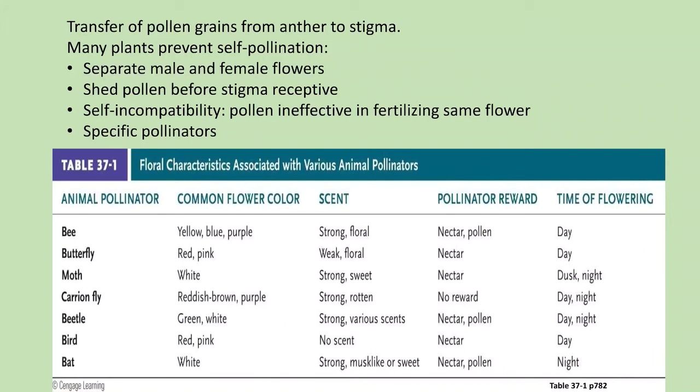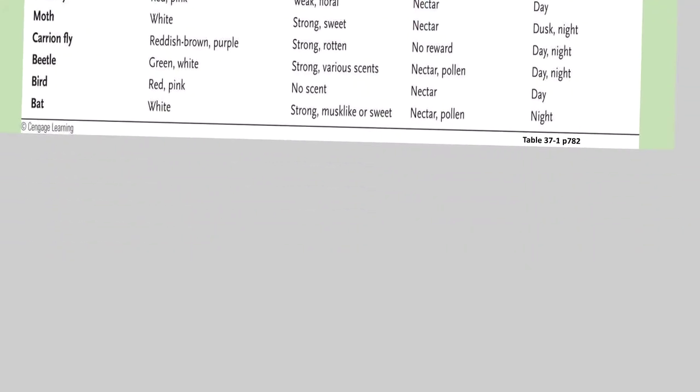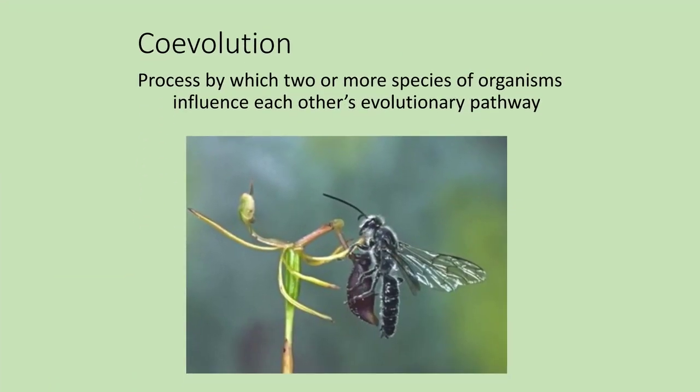Okay, so with this idea of flowers changing to be able to attract pollinators, that process is referred to as coevolution. So in coevolution, two or more species of organisms influence each other's evolutionary pathway. Okay? And it's usually beneficial to both, but it can also not necessarily benefit both.